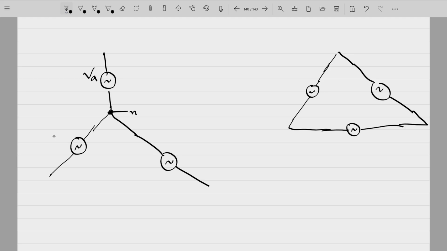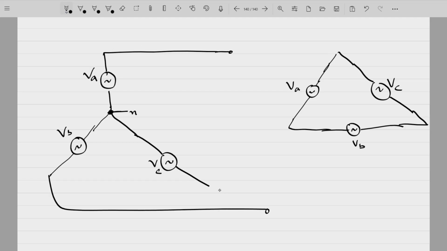Now, what is it here that you did not understand? Now, apart from this neutral terminal, the three terminals that are accessible to you: one is this terminal, the second terminal is this, and the third terminal is this.